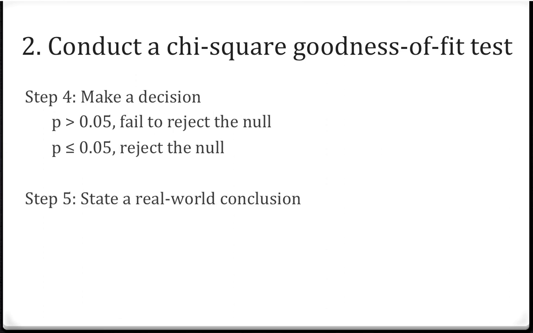Step 5, state a real-world conclusion. This is where you'd go back to the original research question and state whether or not there's evidence that the proportions are different from hypothesized. Let's look at an example now.